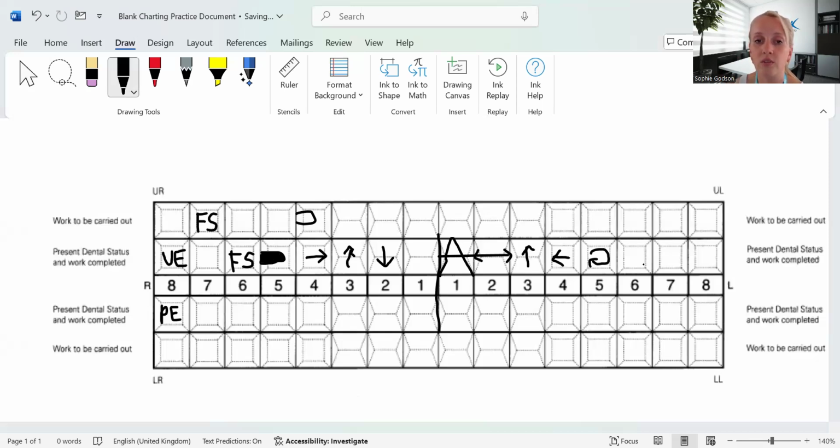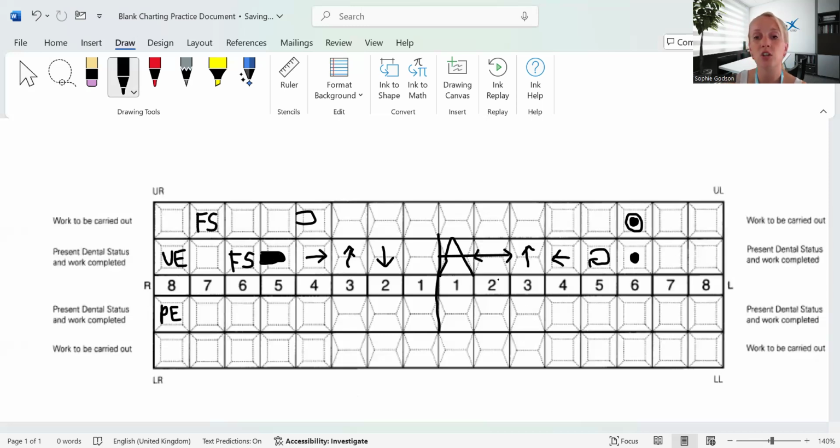So let's just go over the restorations again. So the upper left 6 has an occlusal filling. However, this occlusal filling is leaking and it needs replacing, or it's stained, it's chipped. It needs replacing. So if it needs replacing, you're drawing it on the baseline to show, yeah, it's there, but then you're also going to show that it needs replacing. And we do that by drawing it on the treatment line and then drawing a circle around this to show that this needs replacing.